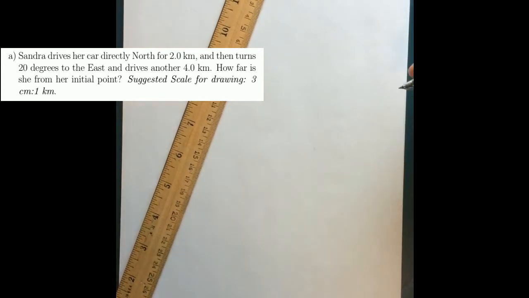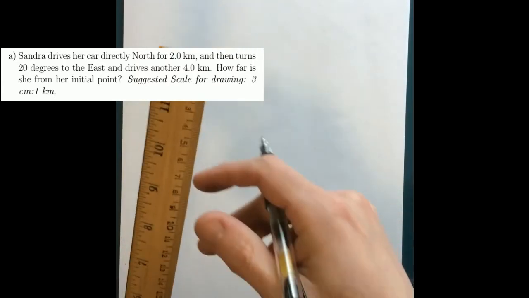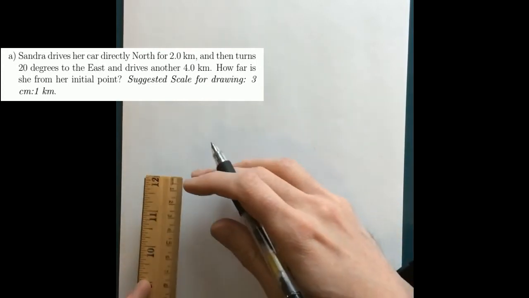Alright, so the first problem is Sandra drives her car directly north for 2 kilometers and then turns 20 degrees to the east and drives another 4 kilometers. How far is she from her initial point? Suggested scale is 3 centimeters per kilometer, so I'm going to start 2 kilometers, then 6 centimeters.